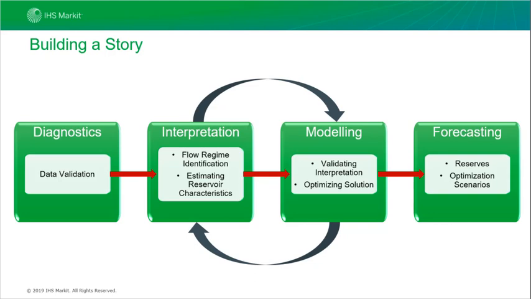Now, you can see that there's a forward arrow and a backward arrow between interpretation and modelling. And this is because this can be done multiple different times until you get a model that you're happy with. It could be that once you've done your interpretation, you then put those results or parameters into your model, but you're not happy with your history match. So then you want to go back to your interpretation and change some parameters around and put them back into your model until you get a history match that you're happy with.